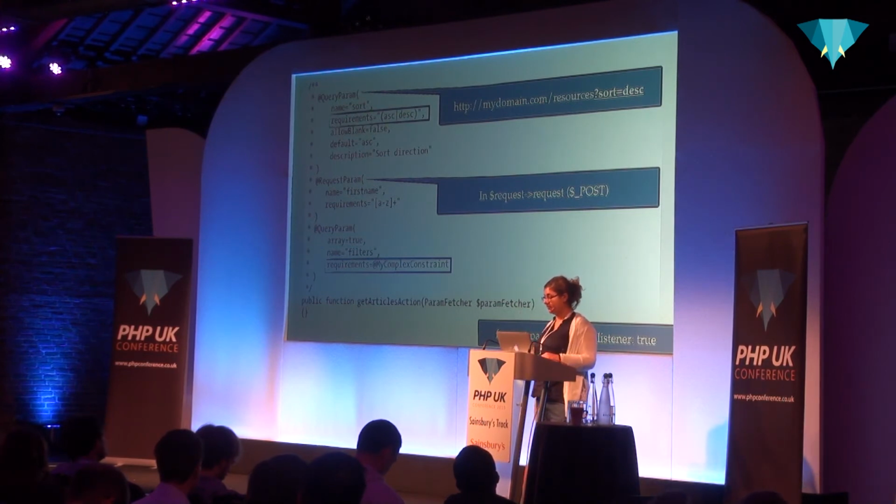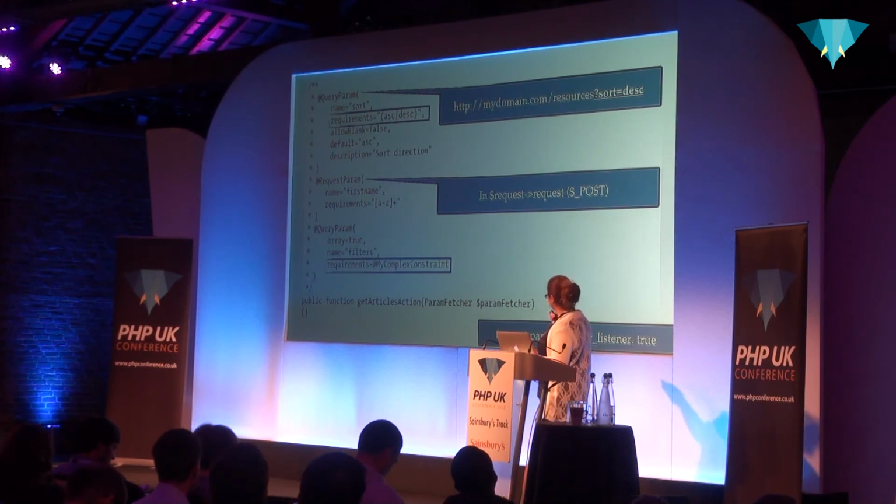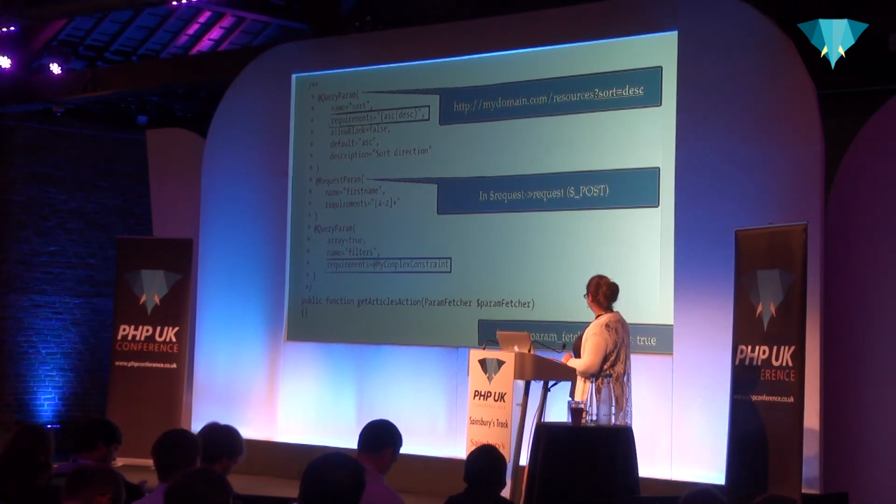And if the requirements are not enough for you with a regex, you could ask for your special constraint. So in Symfony, you may know that you can construct your own constraint for your validation. Here, you just put the @ and the namespace to your constraint class. And in here, you can see that I get param fetcher arguments, and it's because in my configuration, I put FOSRest param fetcher listener to true.